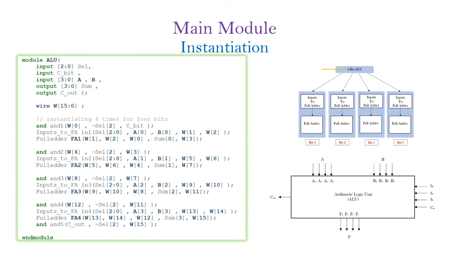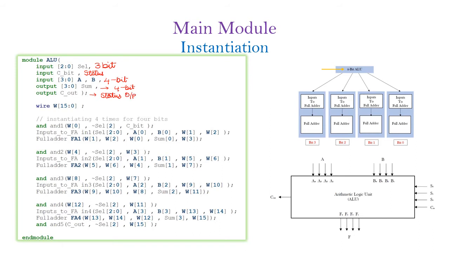This is our main module. Here we instantiate the smaller modules. We instantiate the 1-bit ALU 4 times in order to obtain a 4-bit ALU. The inputs to this ALU are a 3-bit wide selection line, a status input bit, and 4-bit wide operands A and B, and the output is a sum which is also 4-bit wide, and the status output Cout.